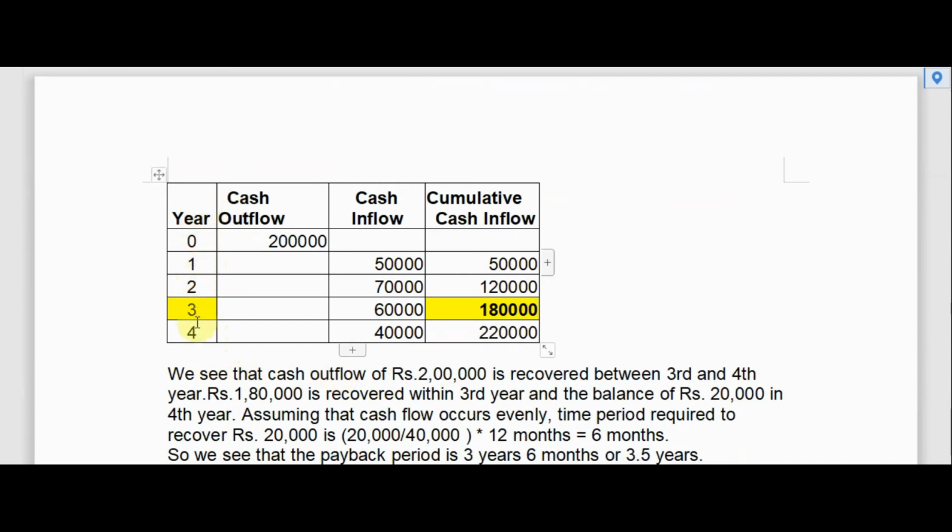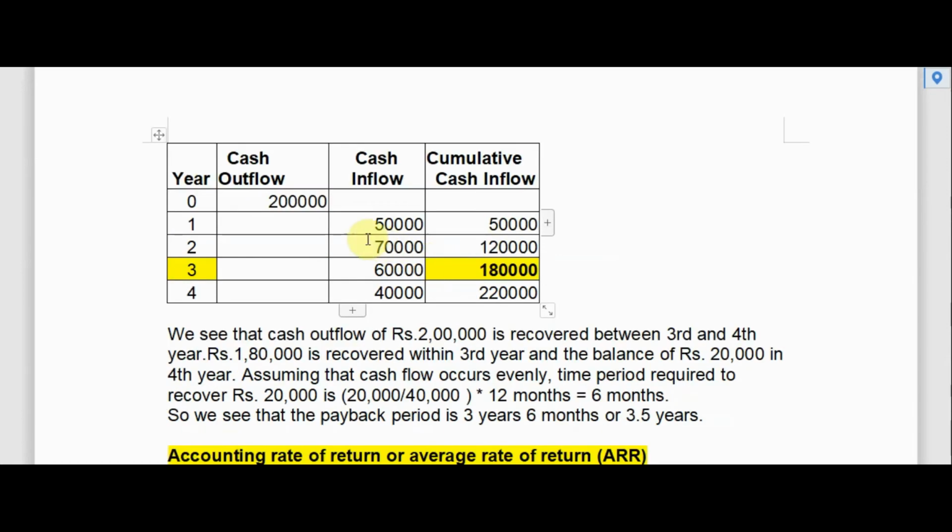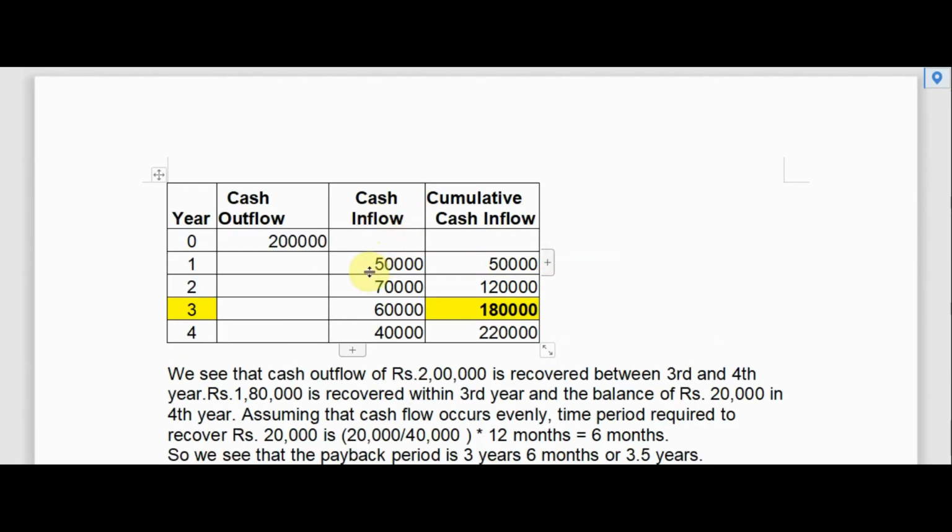First, these are the periods. In year 0, the cash outflow is 2 lakh. The cash inflow in first year is 50,000, second year 70,000, third year 60,000 and fourth year 40,000. Cumulative cash inflow: first year it is 50,000, next year 50 plus 70 equals 1,20,000, and in the third year cumulative inflow is 1,20,000 plus 60,000 equals 1,80,000. In the fourth year, 1,80,000 plus 40,000 equals 2,20,000.